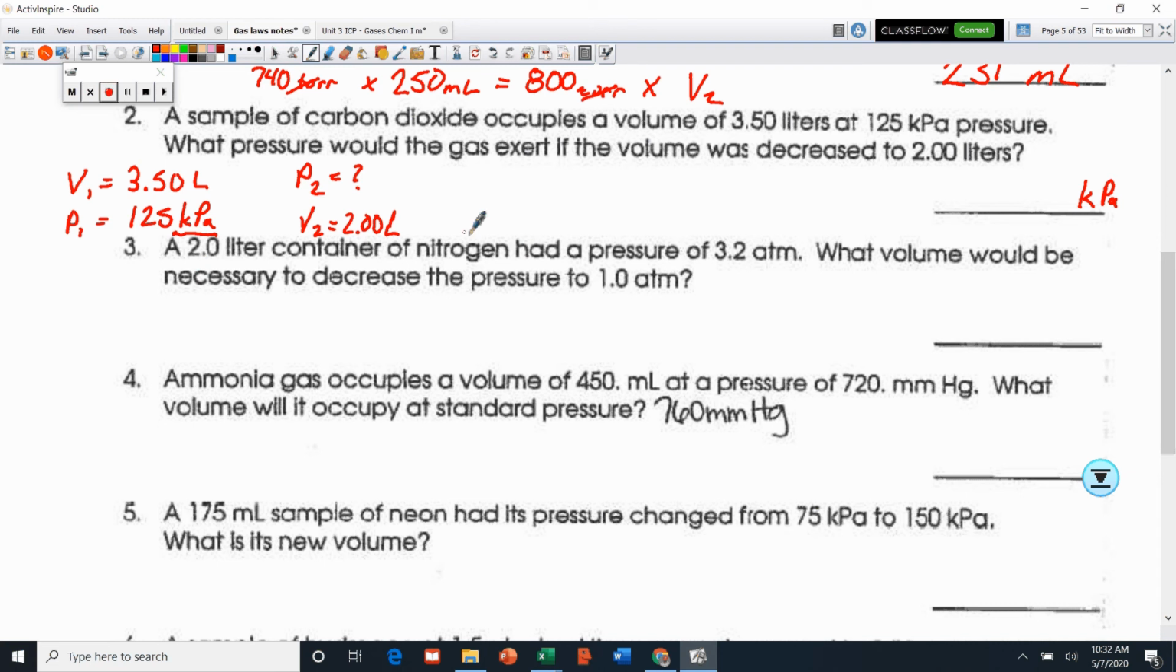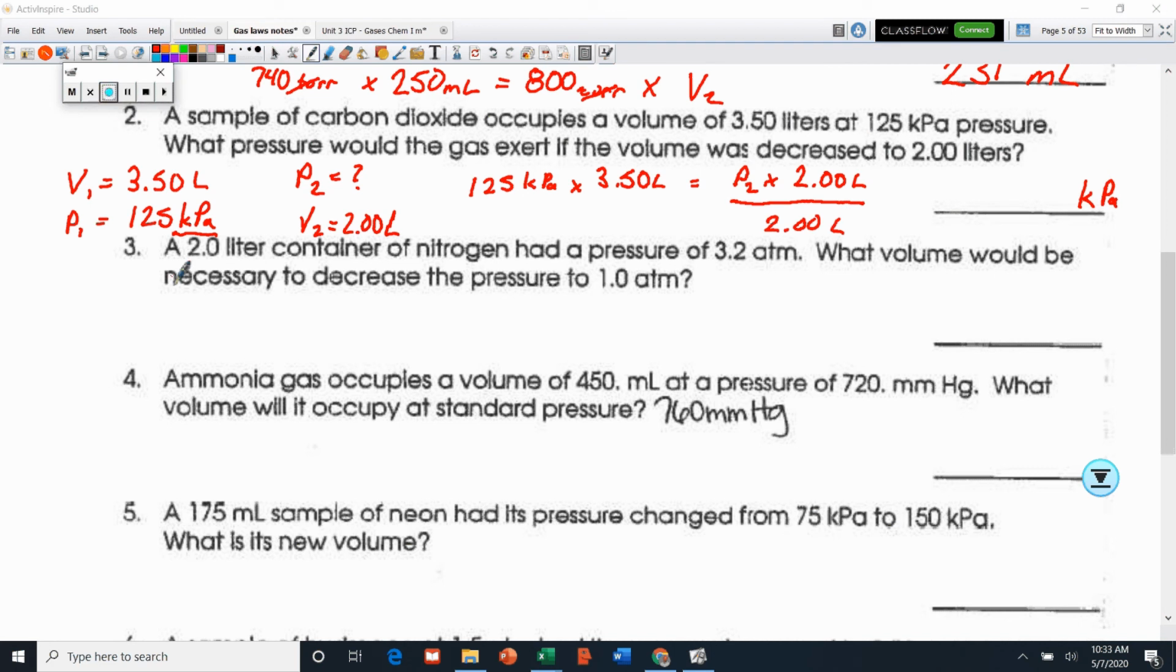All right, so plugging this in, P1 is 125 kPa, V1 is 3.50 liters, and I'm setting that equal to P2 times 2.00 liters. So go ahead, pause the video, take a moment and try to solve it, and then see if your answer matches mine.